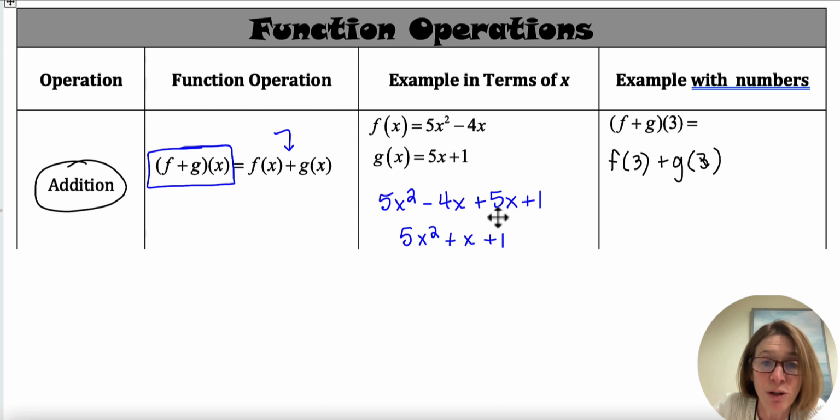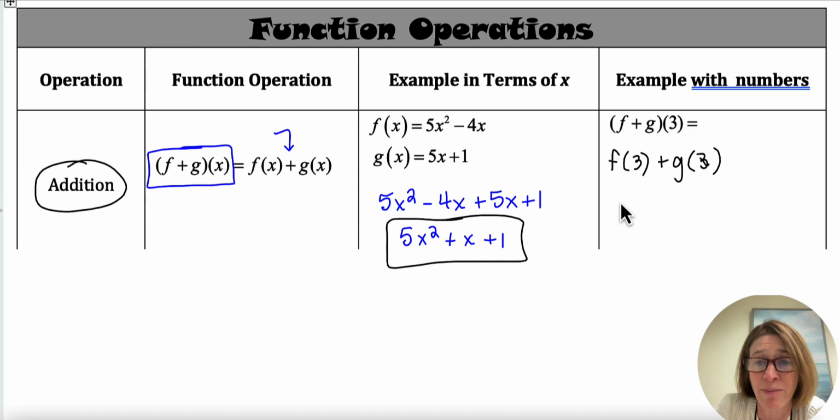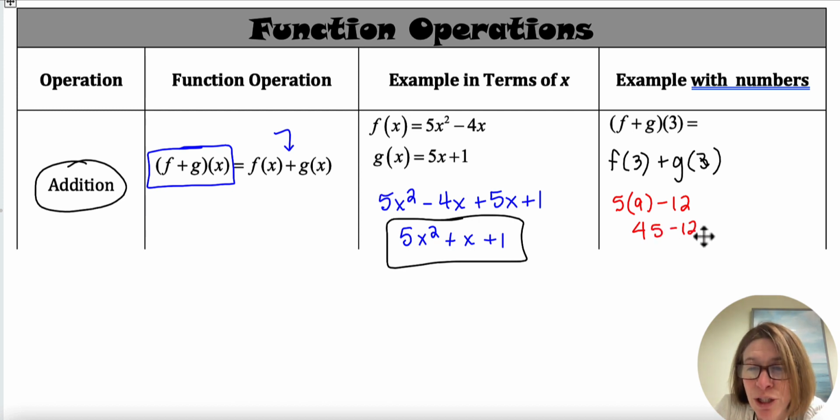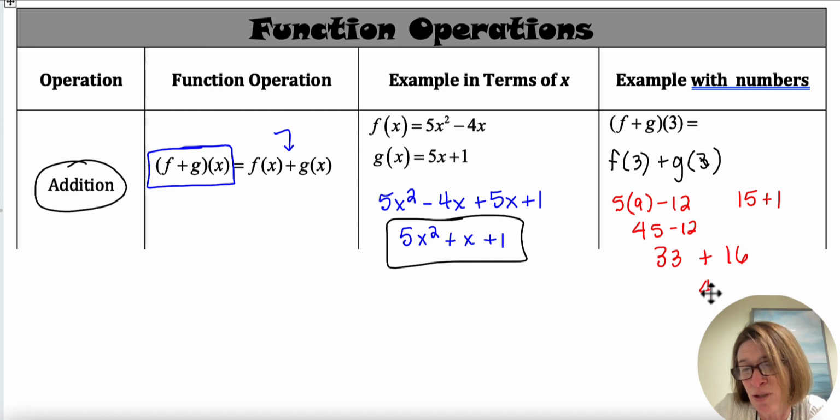Or you could add the functions together to get this and then evaluate it with 3. So either way it will work because it's addition. All right, so if I do f of 3, that would give me 5 times 9 minus 12. So 45 minus 12, which is what, 33? And I have to add to that g of 3, which would be 15 plus 1, which is 16. And so I think that's 49.